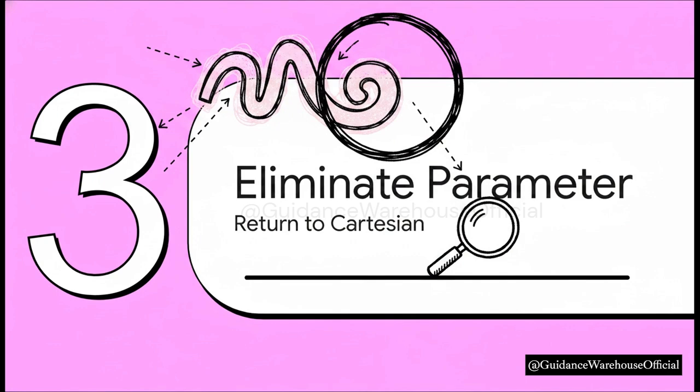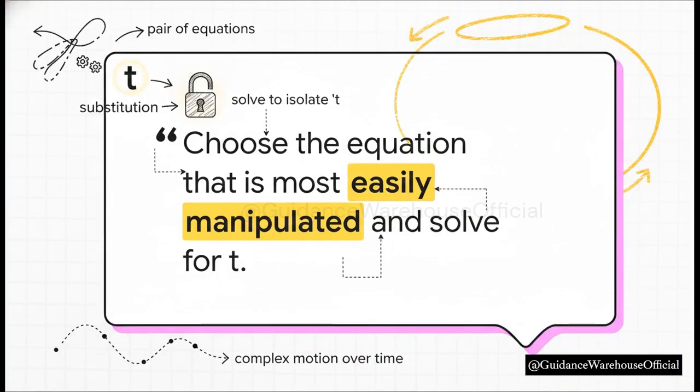All right, part 3, eliminating the parameter. Now that we thoroughly understand how to expand out into parametric equations, let's learn how to do the exact opposite. How do we squish them back down into standard Cartesian equations when we just want to look at the static path? Wait, this is incredibly important, so definitely lock this in. If you want to successfully eliminate the parameter, here is your golden rule. Always look at your pair of equations. Find the one that is easiest to manipulate algebraically and solve it to isolate t. Once you have t all by itself, it's just a matter of simple substitution.